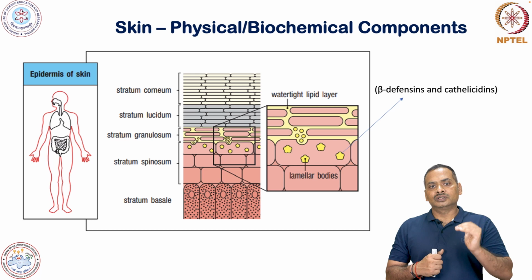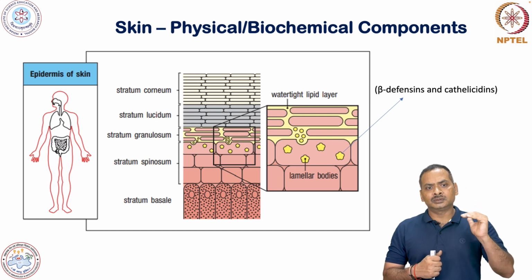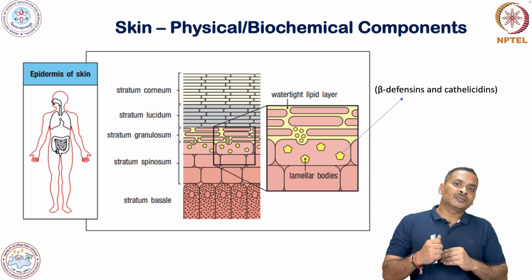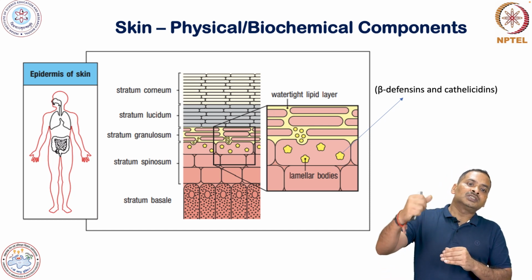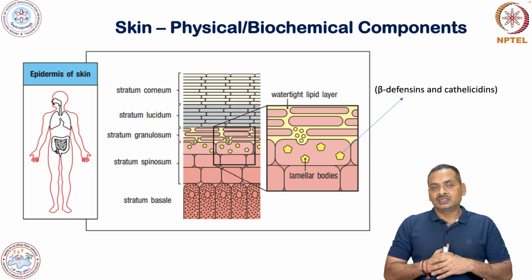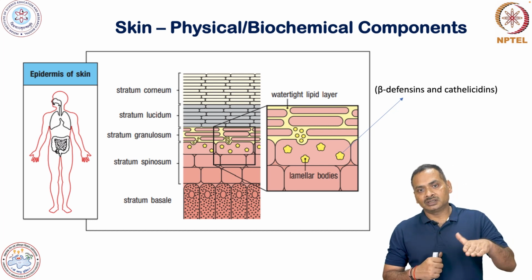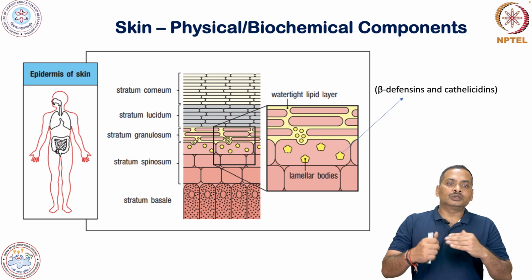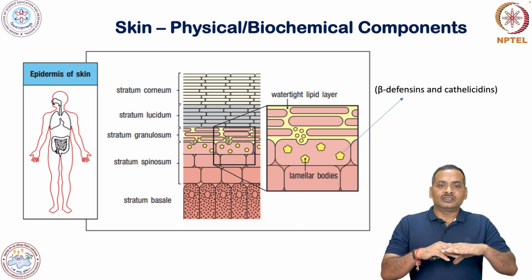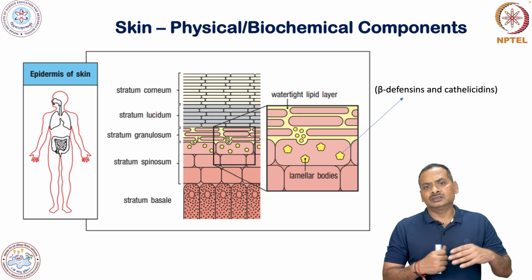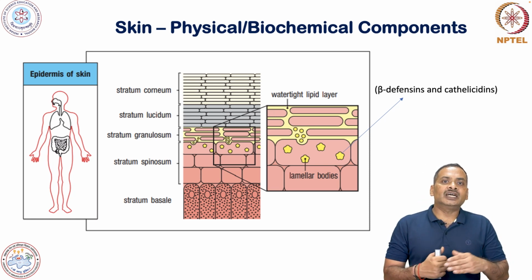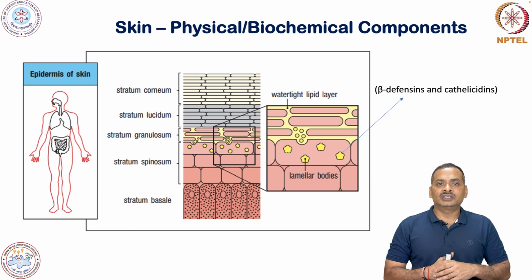There will be growth of the stratum spinosum, and that is pushing out. Towards the terminal there are dead cells which give a kind of mechanical strength, and in addition this will also produce a lipid layer, a watertight lipid layer, and in that way the microbial pathogen cannot enter.